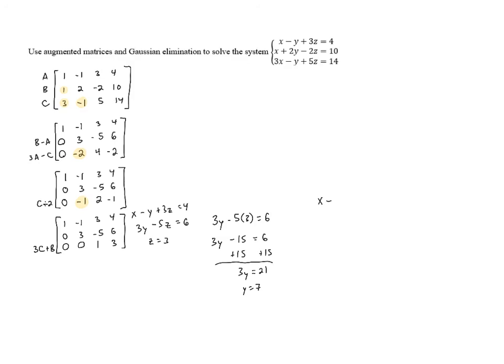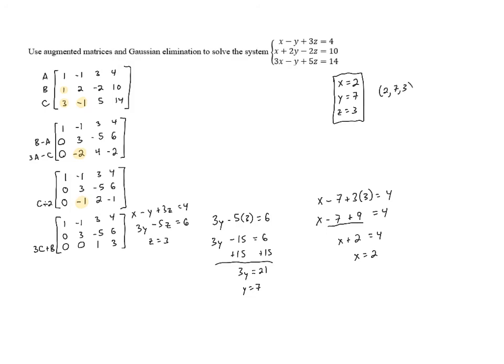That gives us x minus y, which is 7, plus 3 times z, which is 3, equals 4. So we've got x minus 7 plus 9 equals 4. Combining these constant terms gives us x plus 2 equals 4. And when we subtract 2 from both sides, we get x equals 2. So we can write our solution x equals 2, y equals 7, and z equals 3. Or if we're asked to write them as an ordered triple, as coordinates, we can write this as (2, 7, 3). And that is our final answer.